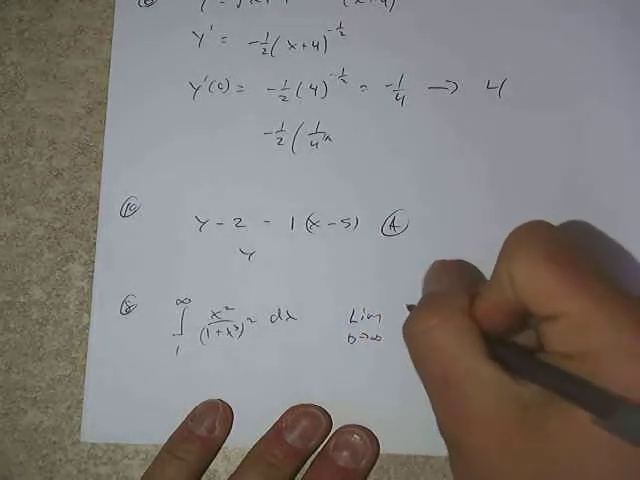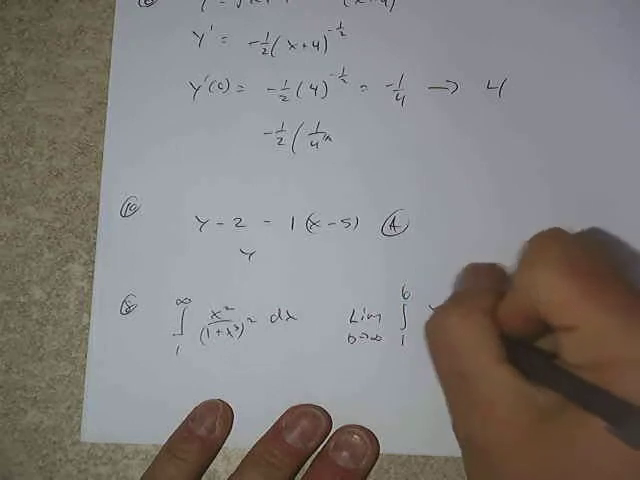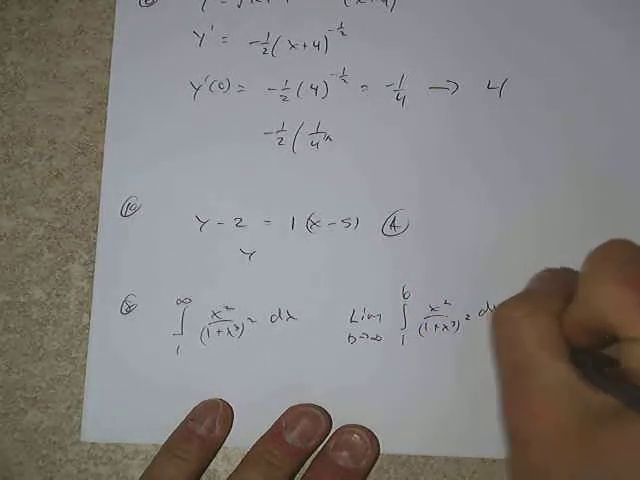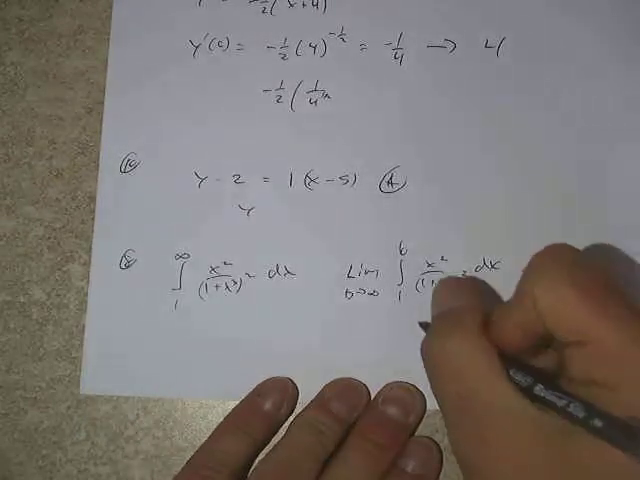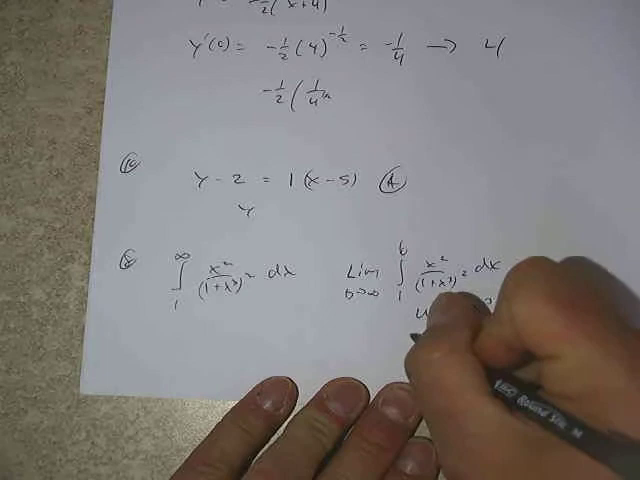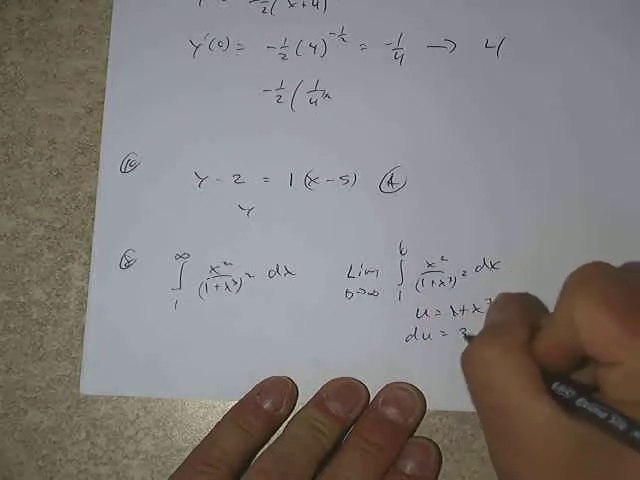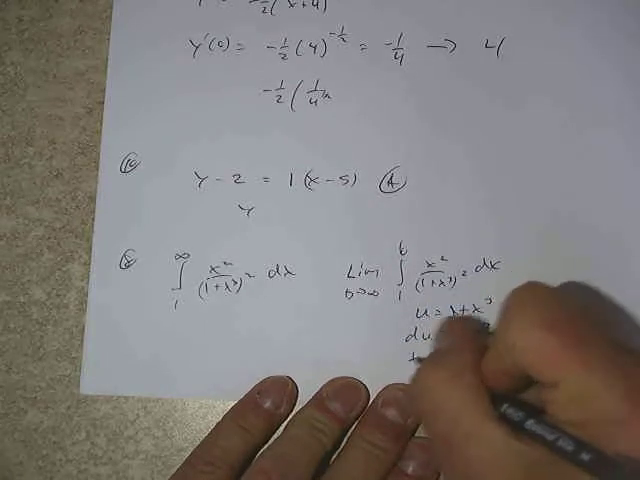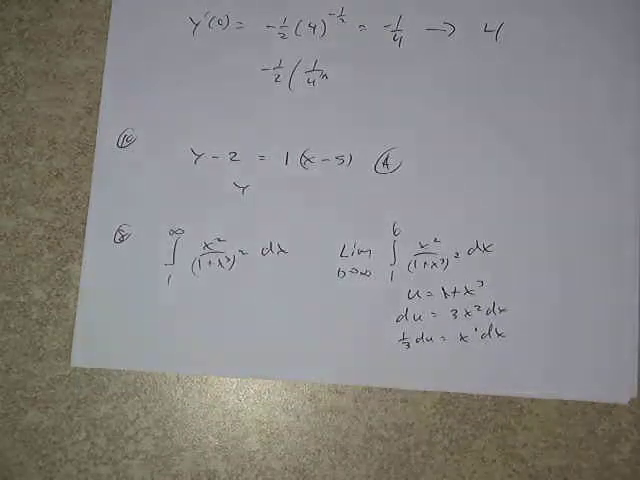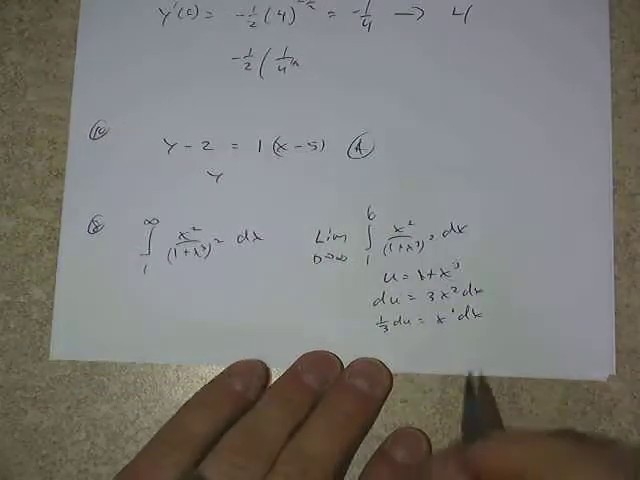On 8, we have the integral from 1 to infinity of x squared over (1 plus x cubed) all squared, dx. We're going to do that improper integral. BC problem, we'll go limit as b approaches infinity. Go from 1 to b, x squared over (1 plus x cubed) all squared, dx.